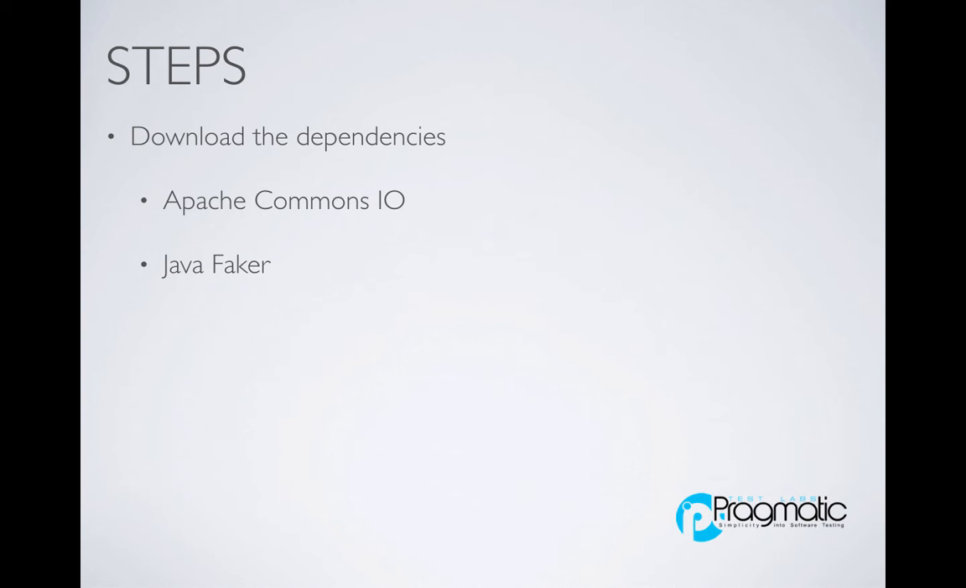Steps involved in this process is download the dependencies. We have two dependencies, the Apache Commons IO and Java Faker. Actually, you can take the screenshots without these two, but the things will be easier and the output will be better when you are using these dependencies. Of course, then we will add a generic method so that you can use the method from anywhere in your project.